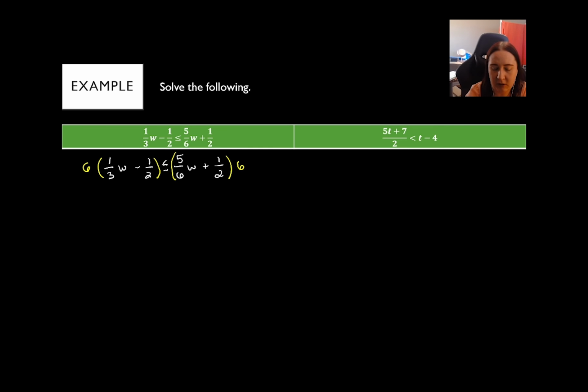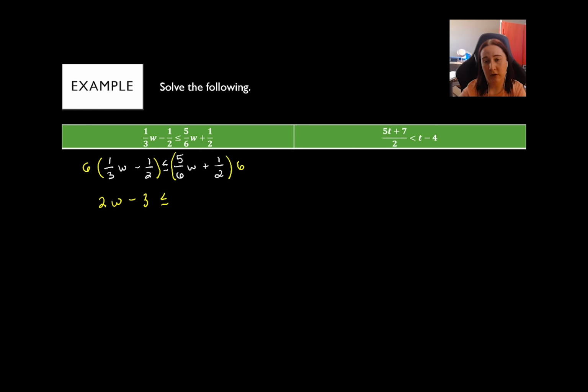And you're distributing. So what happens is, when you multiply a whole number by a fraction, you multiply the tops, divide by the denominator. So 6 times 1/3 is going to be 6 times 1 divided by 3. And so that gives us 2w. Then when I multiply 6 times 1/2, that's going to be 6 times 1 divided by 2. So that's going to give me a minus 3 there. Less than or equal to.